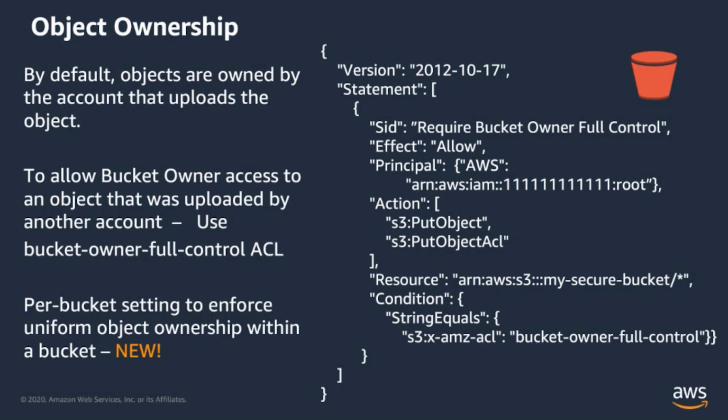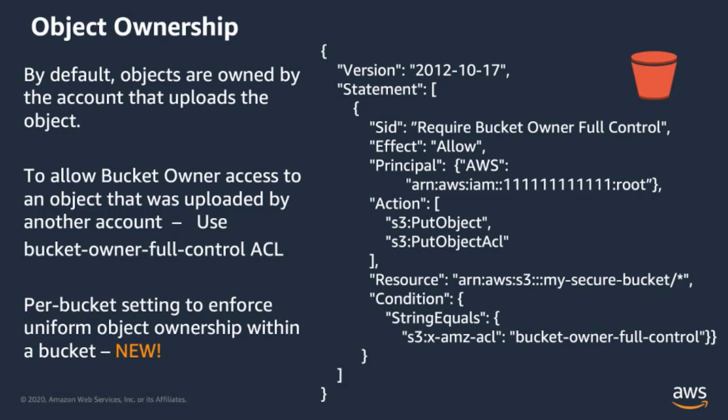So here we have our version. Our statement is SID require bucket owner full control. Our effect is allow. Our principal is our AWS user. This is the same. It's just another way to express the user that we had before. So this is that account of 111.111.111.111. And the action is S3 put object and S3 put object ACL, because this user will have to put an ACL, so we'll need to put that as well. And then it's to my secure bucket/star. So this is object level operations. And our condition string equals x-amz bucket owner full control. So if that ACL is not included with the request, then this request will be denied.